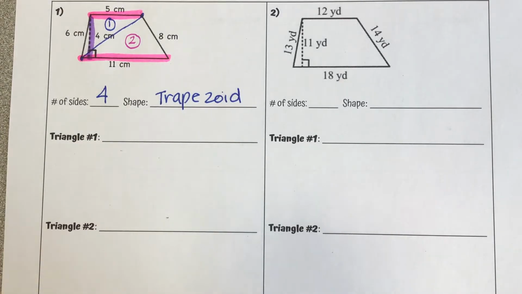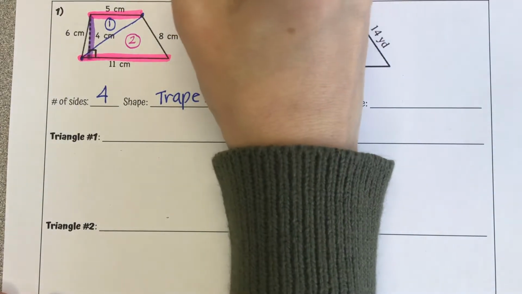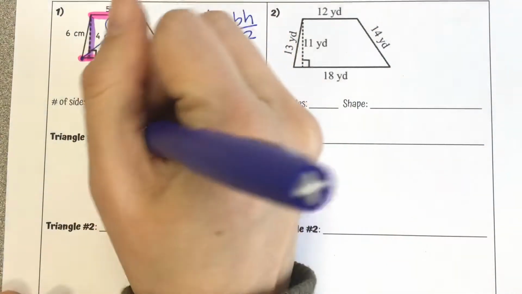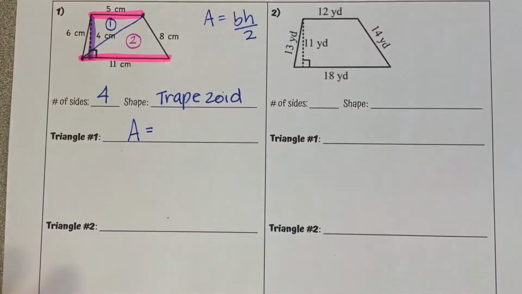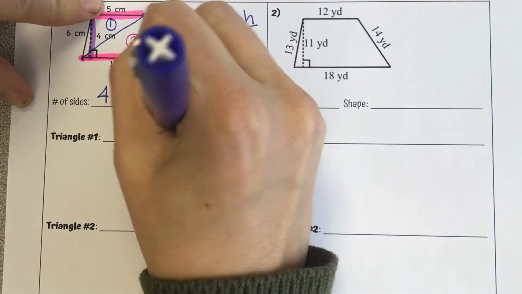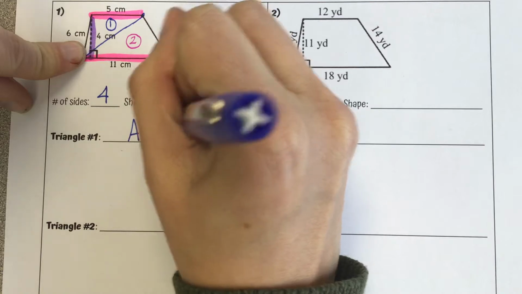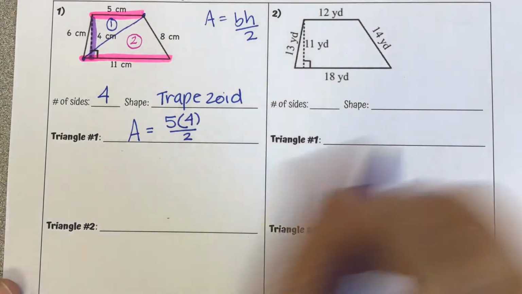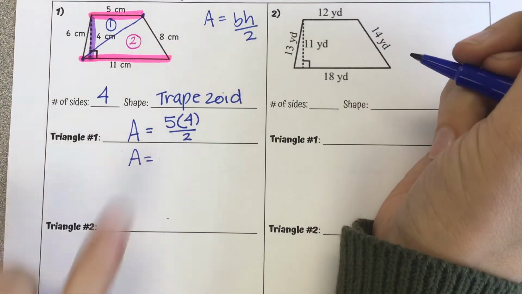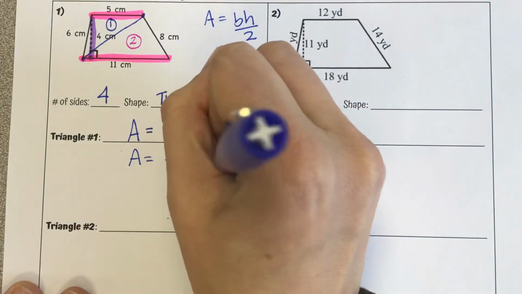So we're going to calculate the area of triangle number 1, remembering, and I'll write this up here, the area of a triangle is base times height divided by 2. So we're doing area equals our base for triangle number 1. We've got this base of 5 times the height that we highlighted here of 4, all over 2. So I'm going to plug this in. 5 times 4 is 20. So it's going to be 20 divided by 2, which is 10.